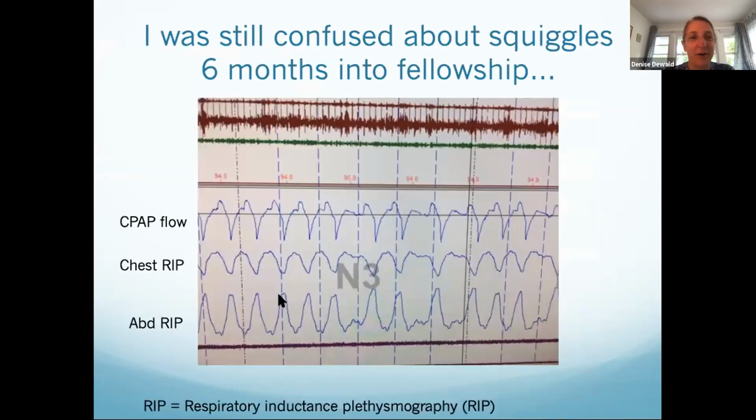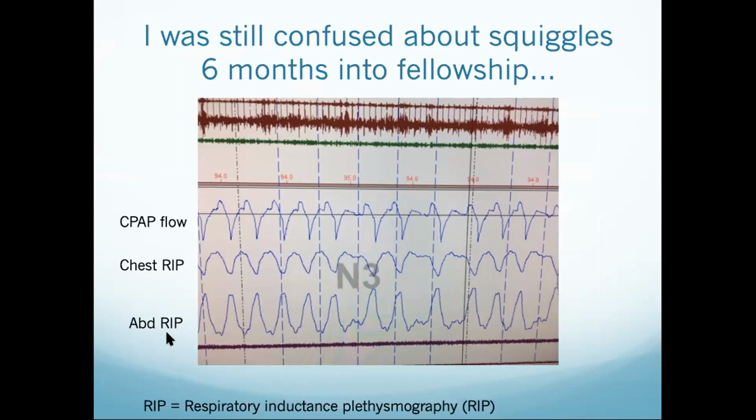All right, so I'm going to admit that 6 months into fellowship, I was still pretty confused about these squiggles. So where are you guys now? Is this confusing to you? If you get something like this, are you going, what is this? I find myself thinking every single time, is this flow limitation? And I ask myself that maybe 75 times per study. So that's where I'm at.